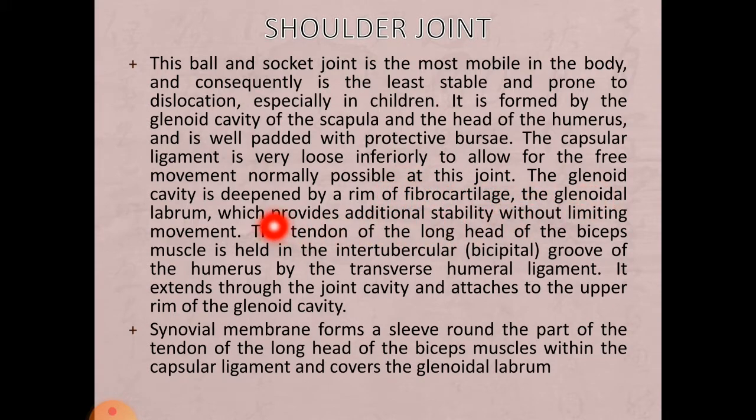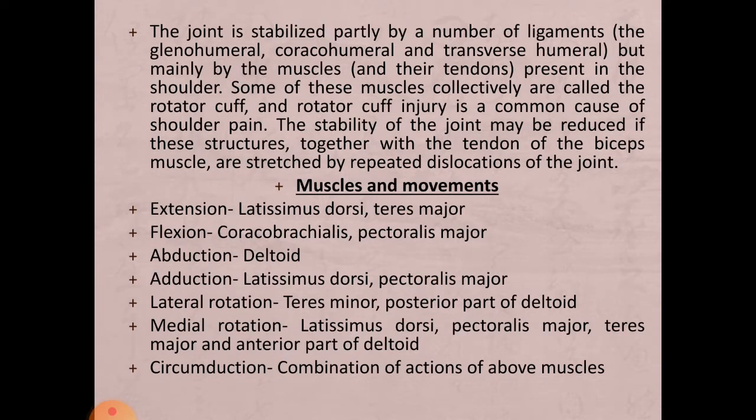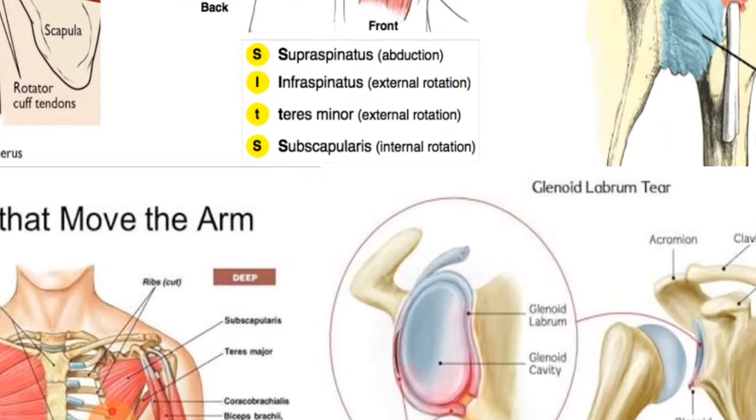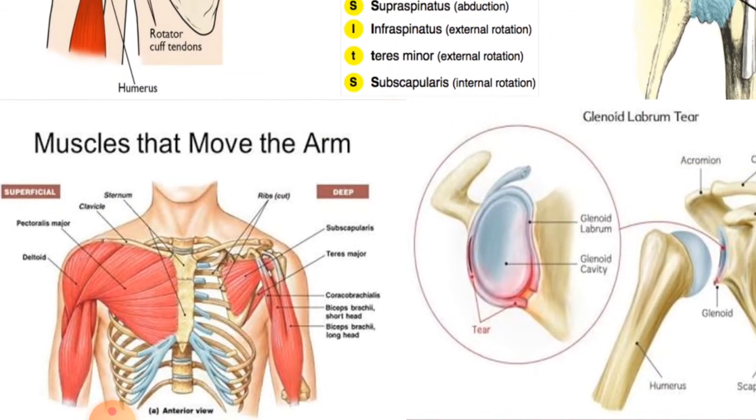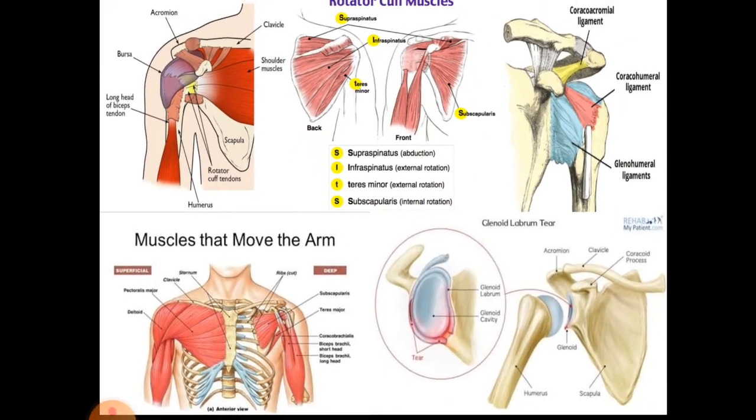The glenoid cavity is deepened by a ring of fibrocartilage that is called the glenoid labrum, that we just saw in the image. This fibrocartilage rim is deepening the glenoid cavity, and we call it the glenoid labrum.